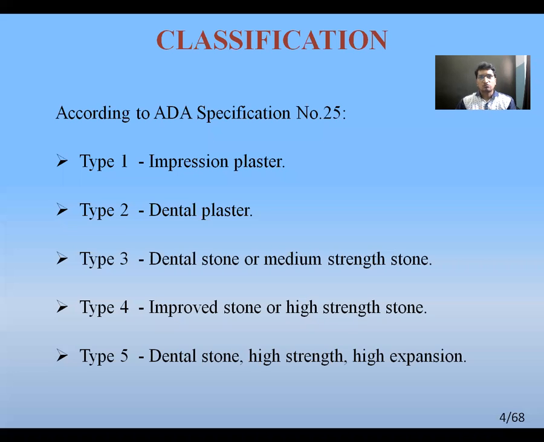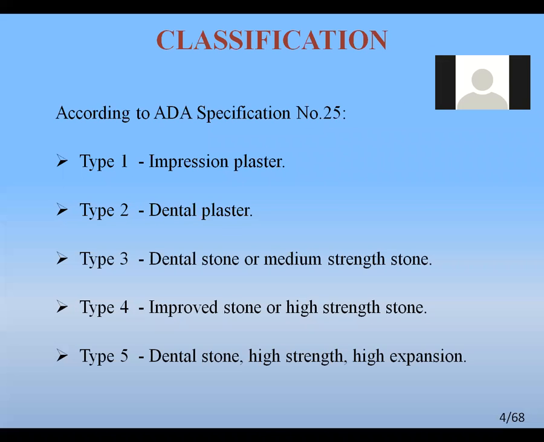Whatever we use to make a cast, or the plaster we use during articulation, that is type 2 dental plaster. Type 1 is used for impression purposes. Type 1 is impression plaster. Type 2 is dental plaster. Type 3 is dental stone or medium strength stone. Type 4 is improved stone or high strength stone, also known as die stone. And type 5 is dental stone with high strength and high expansion.